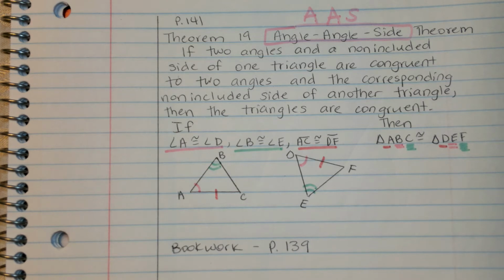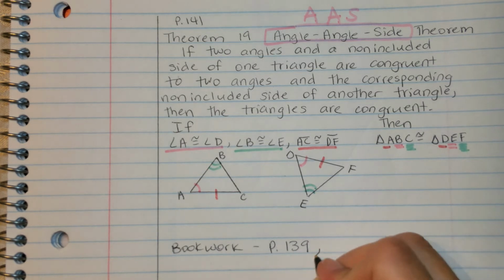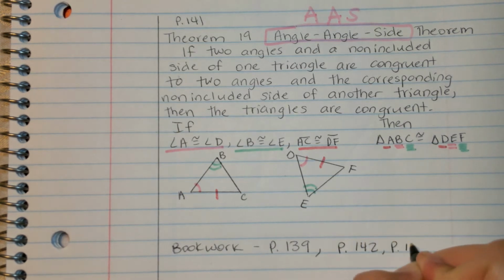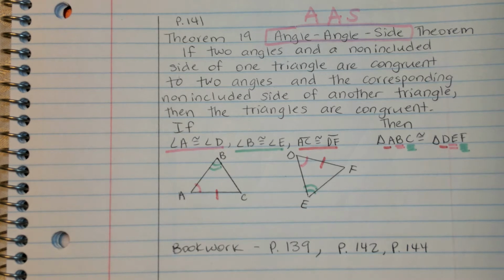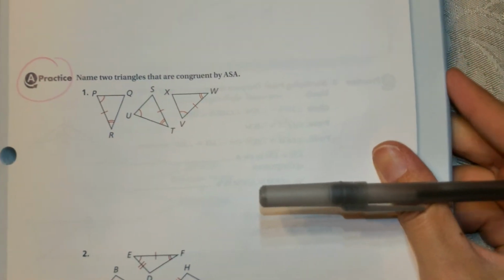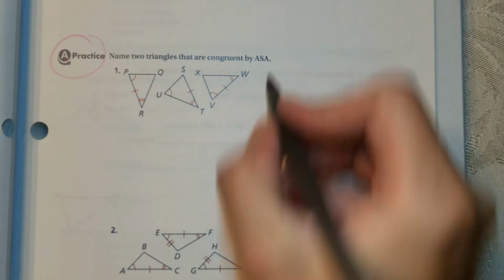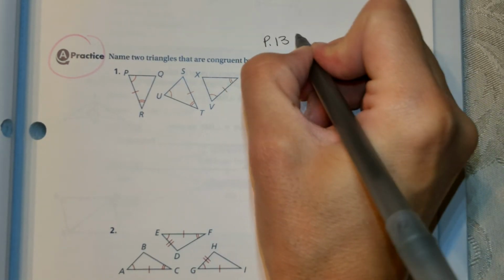Okay, so we're going to practice in the book now. We are going to be going to page 139, page 142, and page 144. And then I'll have a separate video for helping you with your ALEKS.com. Okay, so use your notes to help you. So look back at them so that you can try to figure out how to do these problems. So in the book, we are looking at number 1 and 2. This is page 139.